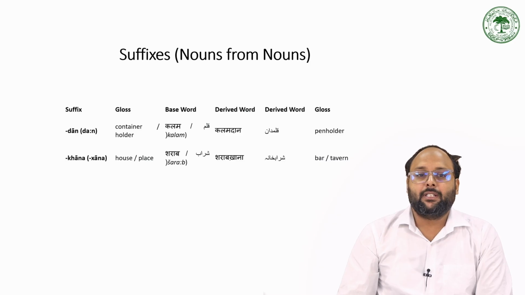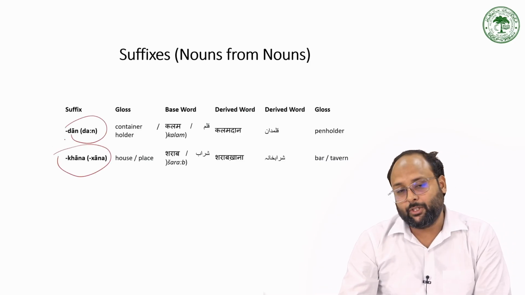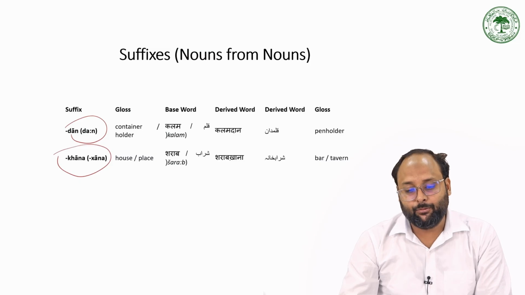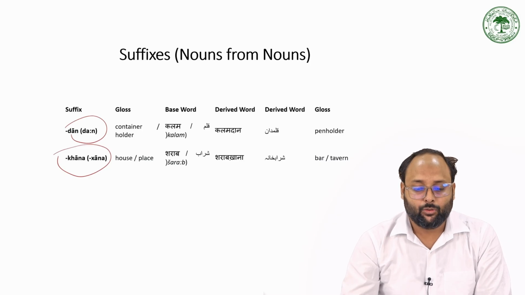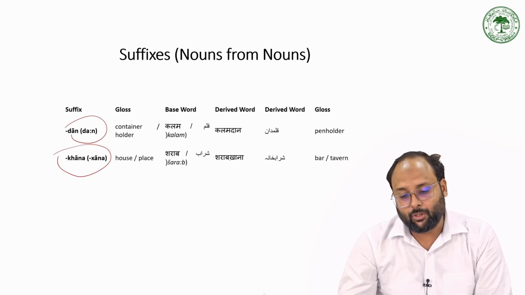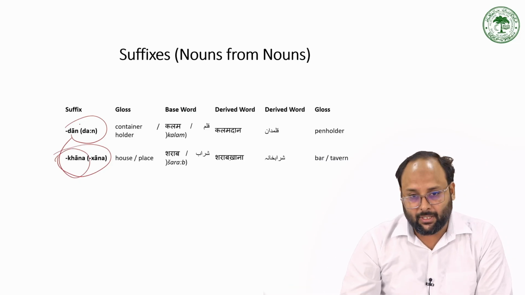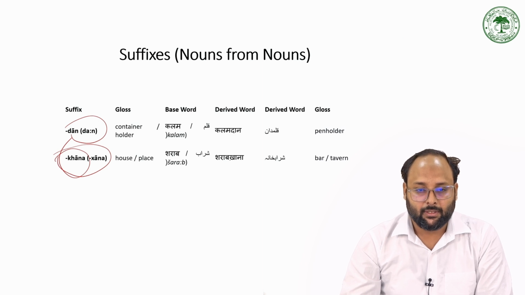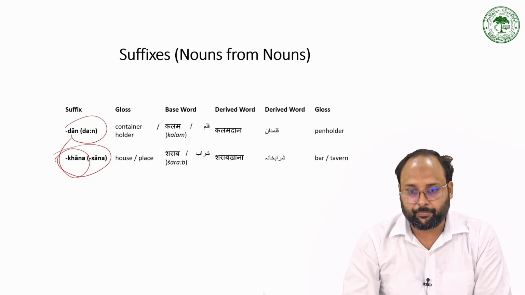And now the other suffixes like dan and khana. So these are also very common in both Urdu and Hindi. So if we have a word like kamal, so kamal dan. When we have the word sharab, sharab khana. So there are lots of words we can derive from noun to another noun by the suffix khana. Like sharab khana, ghusl khana. These kinds of words we can use in both Urdu and Hindi.